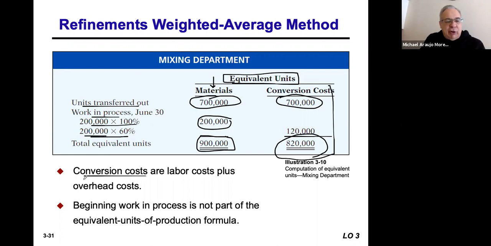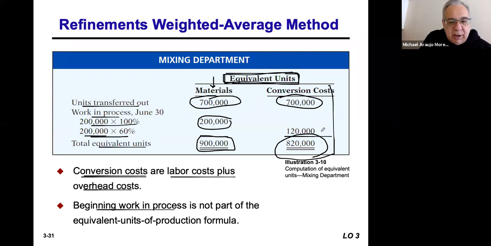So again, remember conversion costs here, this is new for you, I think. It's the labor plus the overhead, versus materials, which is easy. You already kind of know that. And again, beginning work in process is not part of how we calculate the units. Equivalent units, right? How many equivalent Eggos are there? Okay, so again, in terms of materials, 900,000 are done. In terms of conversion costs, we can say only 820,000 waffles are done.